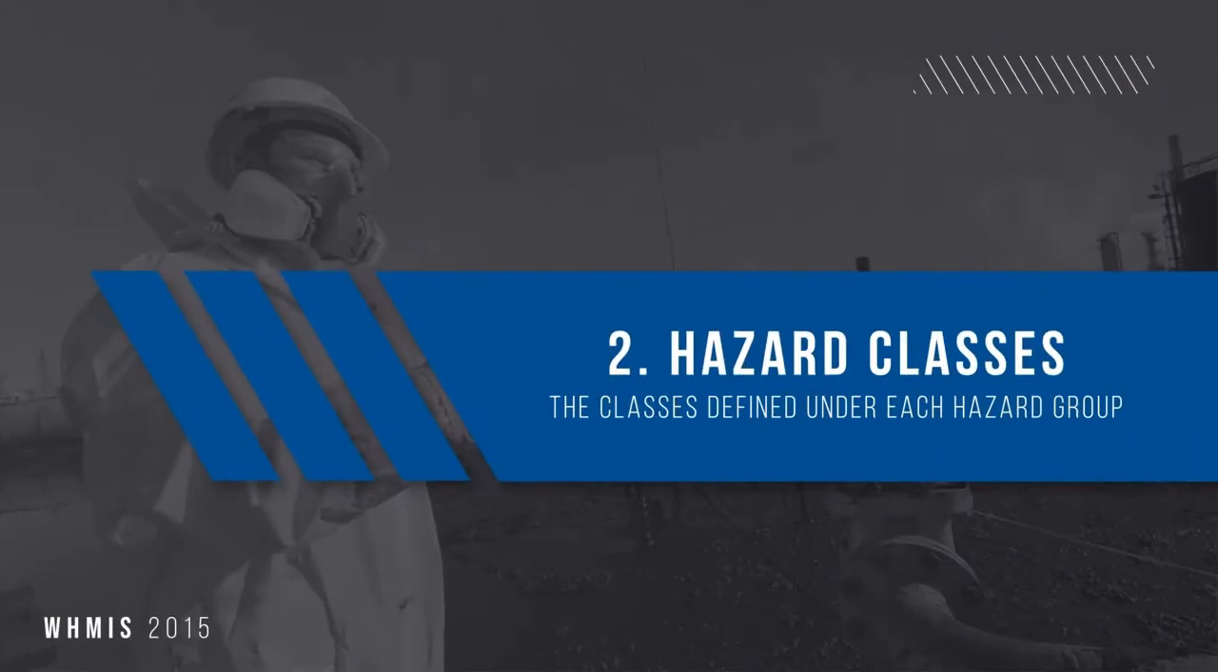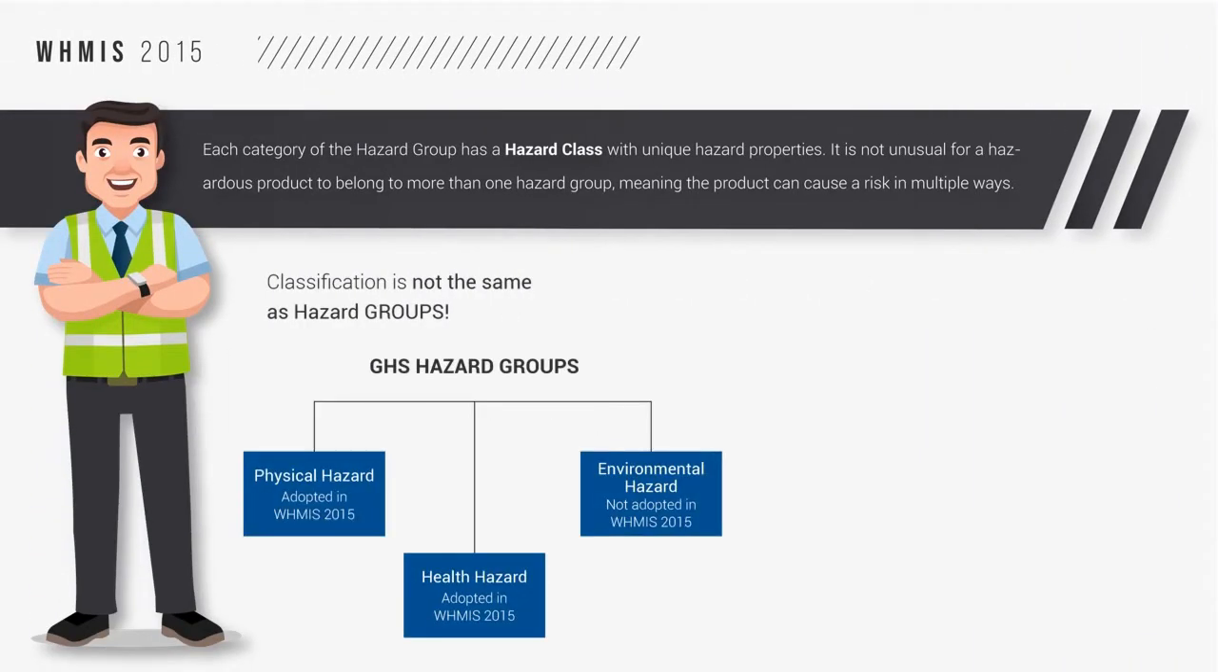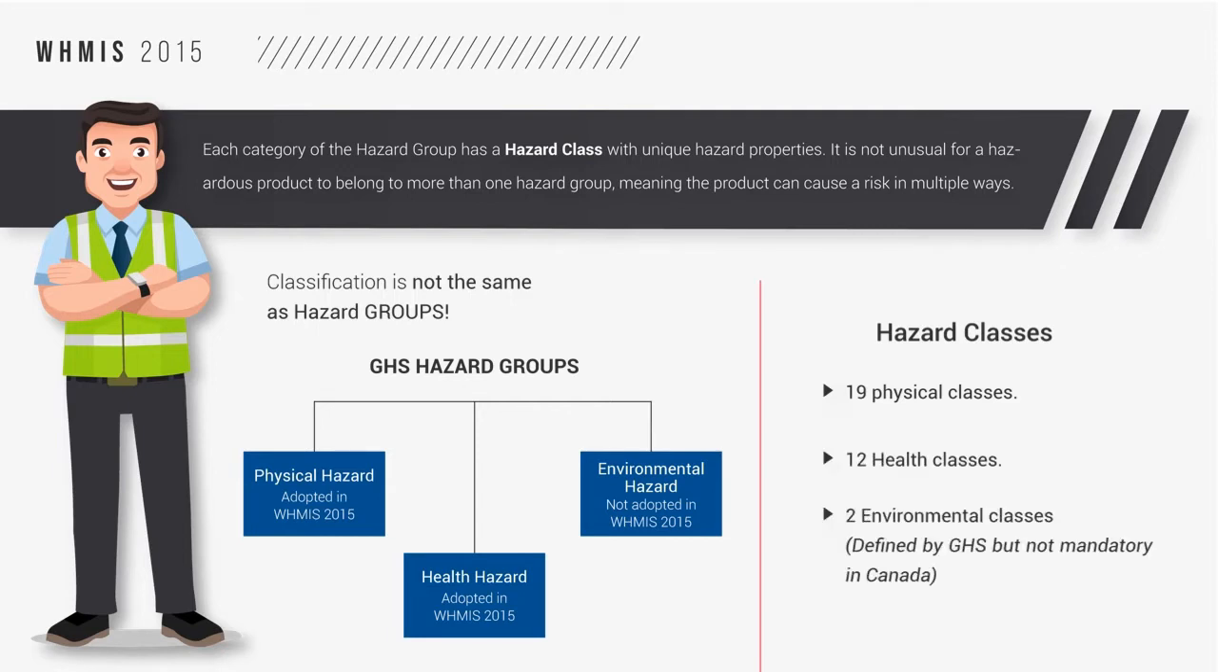Let's take a closer look. Hazard classes are defined under each of the 3 hazard groups. Each category of the hazard groups we talked about has a hazard class with unique hazard properties. It's not unusual for a hazardous product to belong to more than one hazard group, meaning the product can cause a risk in multiple ways. There are 19 physical classes, 12 health classes, and 2 environmental classes.